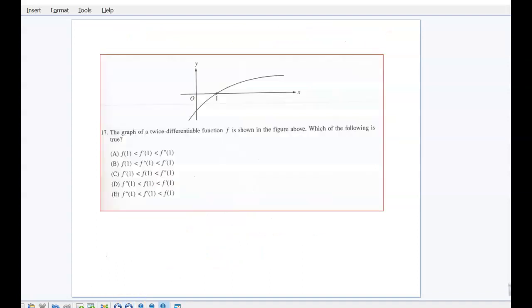Okay, number 17 is another multiple choice question. Again, it says, which of the following statements is true? And this is the graph of f, and they want us to compare the values of f of 1, f prime of 1, and f double prime of 1.